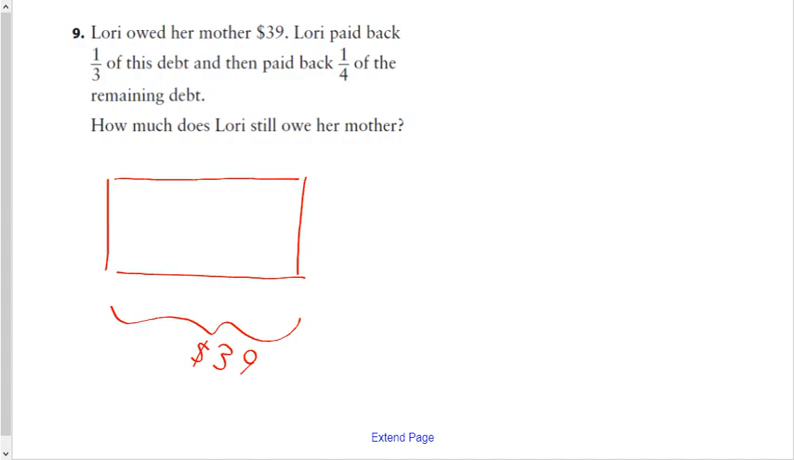Did I do the quarter first? Thank you. So this time, she's going to pay back 1/3, which I think I put my line, I think my line should be probably there instead, shouldn't it? I'm keeping this proportional to the rectangle size. She's going to pay back 1/3. So I don't know what 1/3 of this is, but here's what I'm going to do. I'm going to write down in words, a third of the debt.